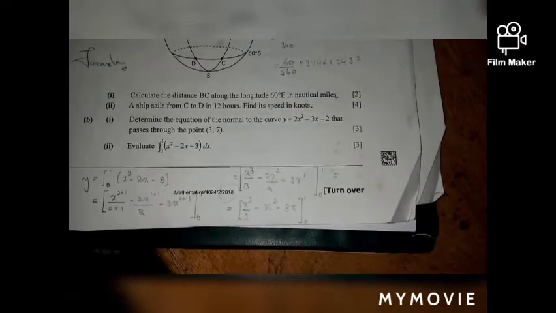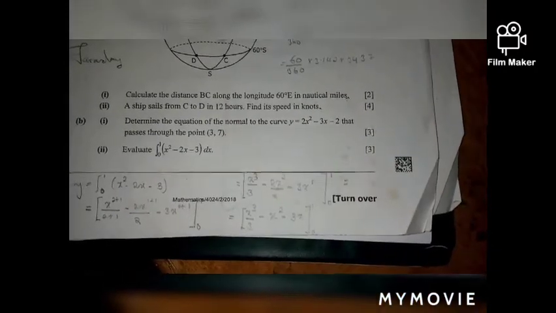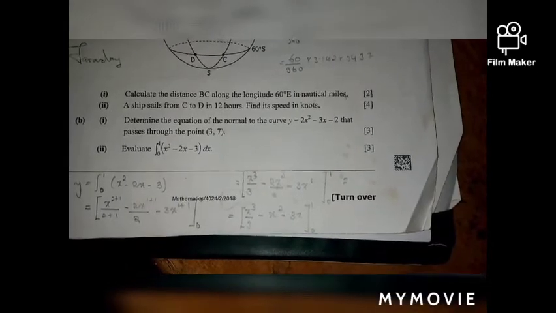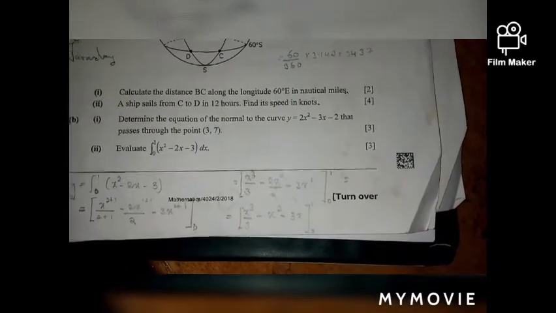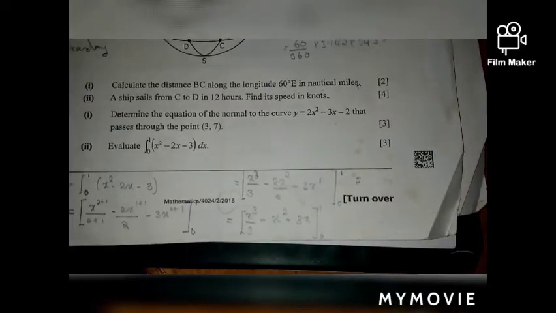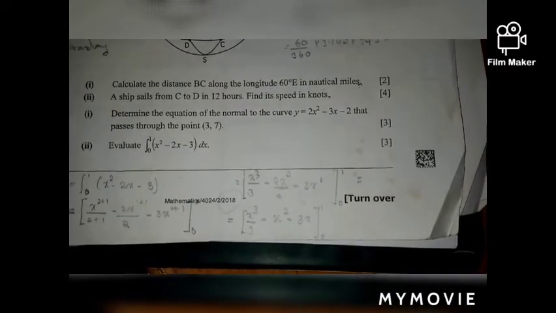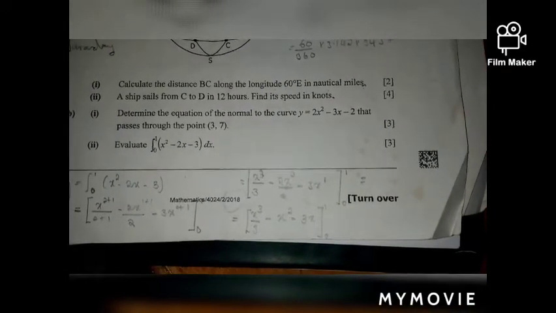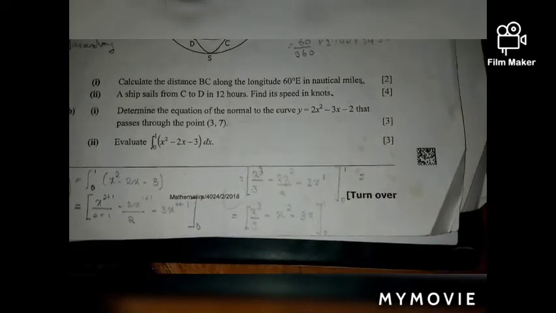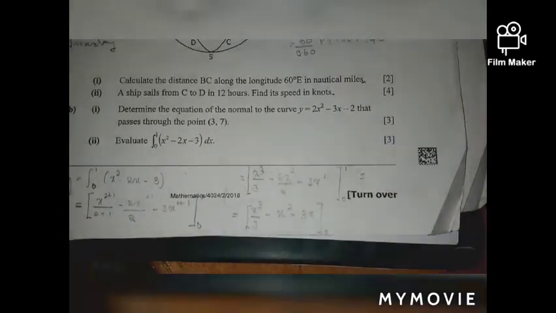Today we're going to be learning about calculus, mainly finding the equation of the normal. As the question states, determine the equation of the normal to the curve y is equal to 2x squared minus 3x minus 2 that passes through the point (3, 7). And also we're going to evaluate the question that is after that, mainly tackling integration.